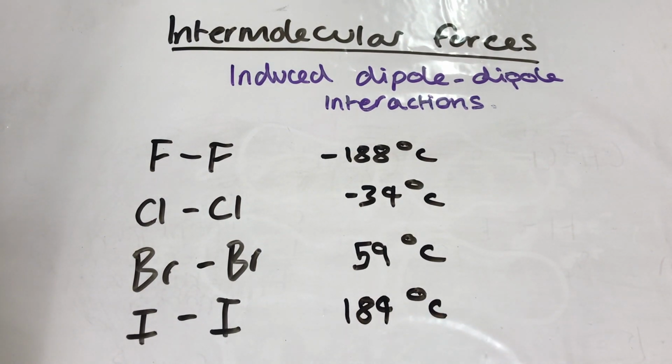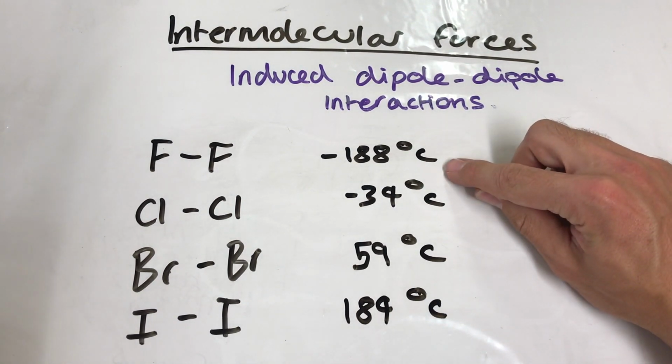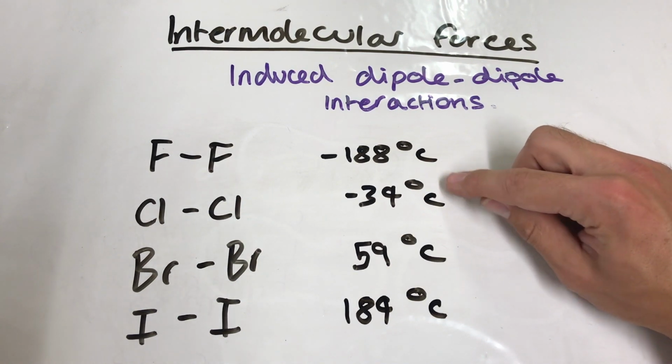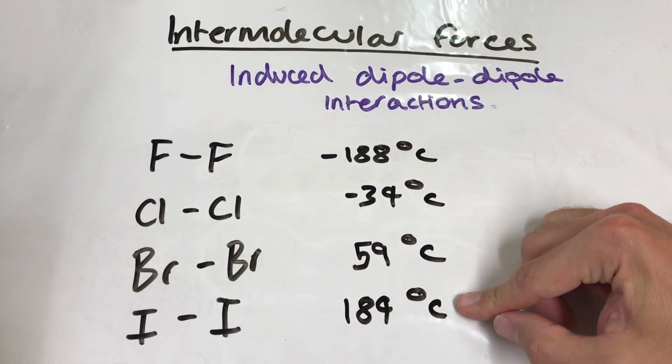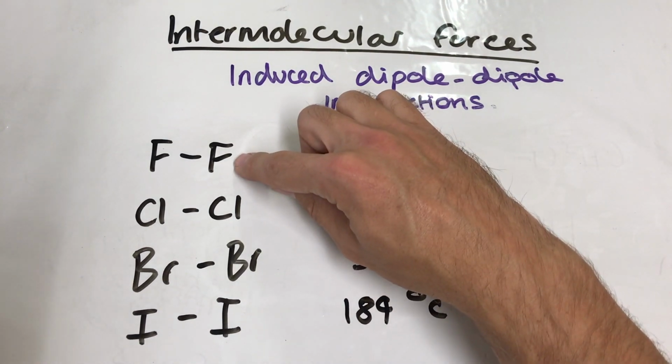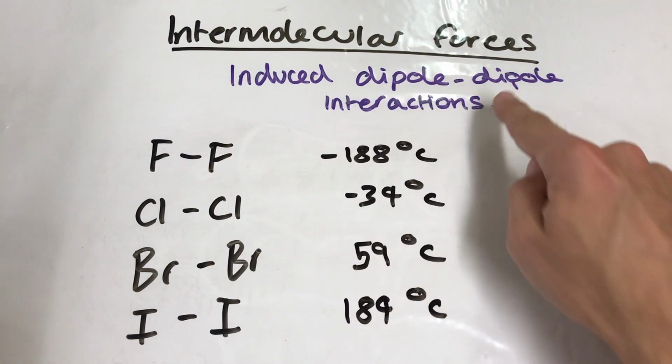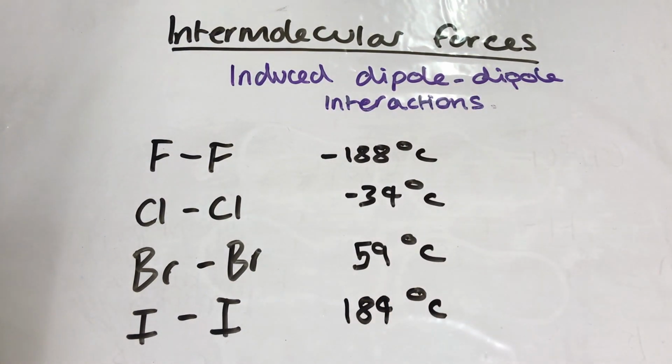So it's quite clear looking at the different boiling points that as you go down group 7, the boiling point quite clearly increases as you go down. Now that, again, just to repeat, is because the number of electrons is increasing, so the induced dipole-dipole interactions become stronger as you move down group 7.